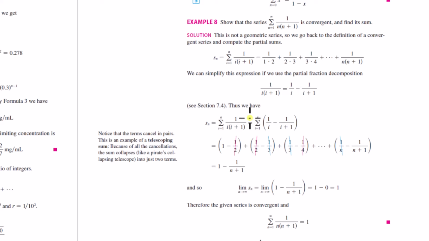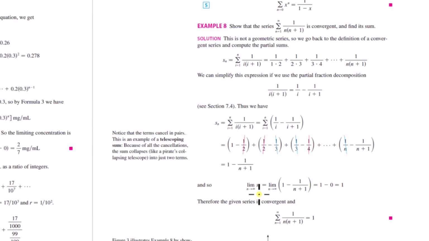Okay, you do the partial fraction decomposition. You write the s sub n this way. Now we're looking at it from the i perspective, and then this is the entire s sub n, right? And it simplifies to this. We made the simplification all the way to the nth term. So you got the s sub n. Now just take the limit. The s sub n converges. It goes to 1. So this sum is equal to 1. The infinite sum is equal to 1 because we took the limit as n approaches infinity of the s sub n.